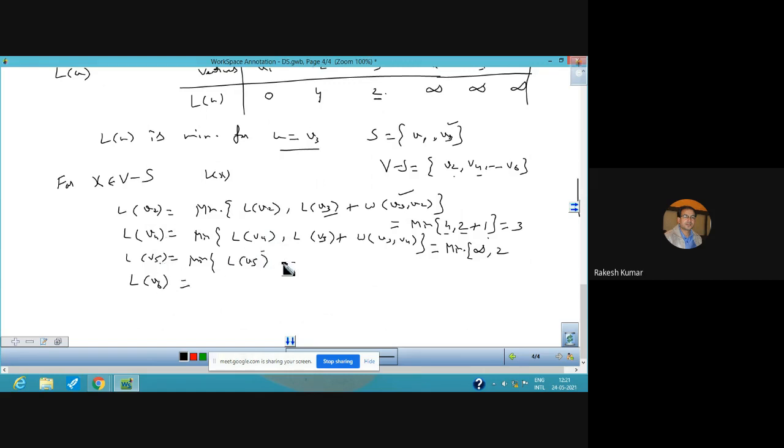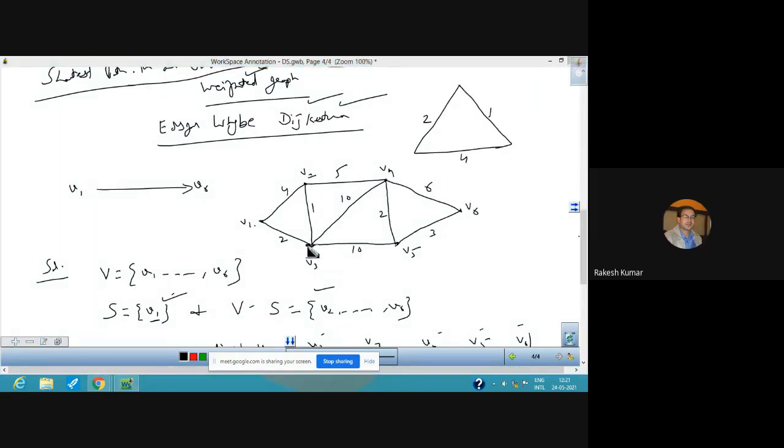So LV5, and that is LV3 plus weight between V3 and V5. This will be your step. And the next step will be minimum of LV6, and this is a 3, L of V3 plus weight V3 and V6. So these are the steps we need to use. LV4 is infinity. LV3 will be the same. So that is 2 and 2 plus weight V3 and V4.